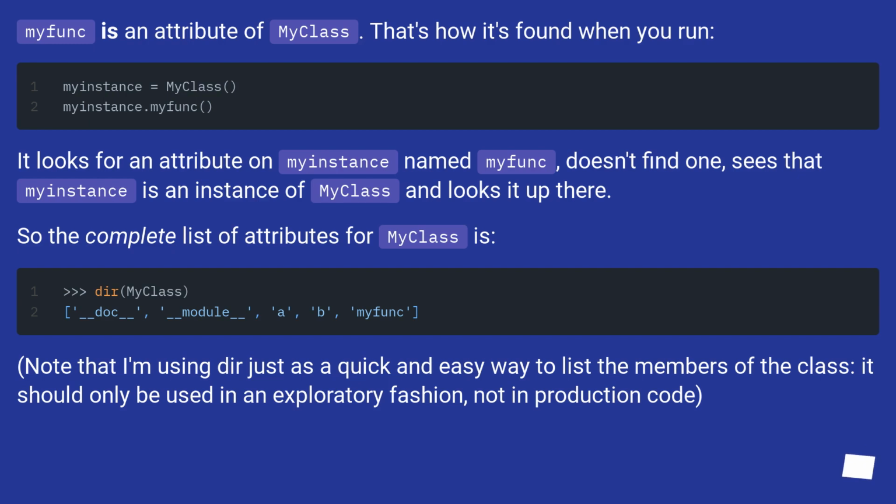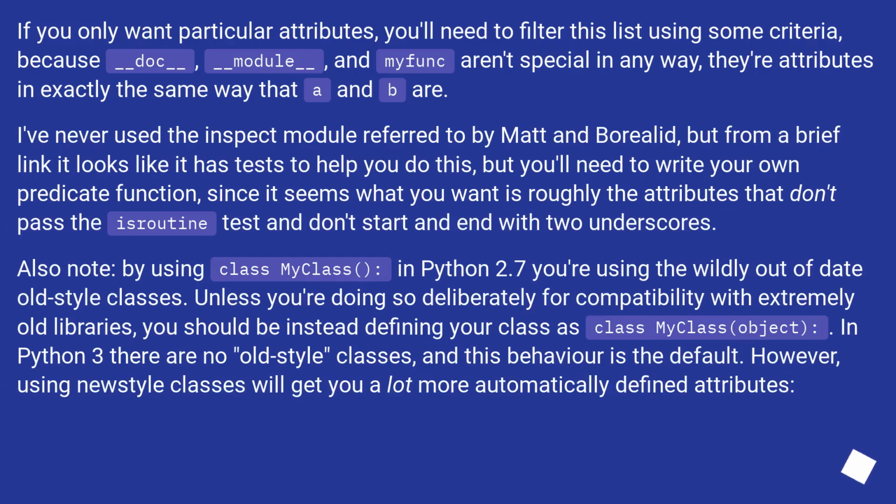Note that I'm using dir just as a quick and easy way to list the members of the class. It should only be used in an exploratory fashion, not in production code. If you only want particular attributes, you'll need to filter this list using some criteria, because __doc__, __module__, and myFunc aren't special in any way, they're attributes in exactly the same way that a and b are.